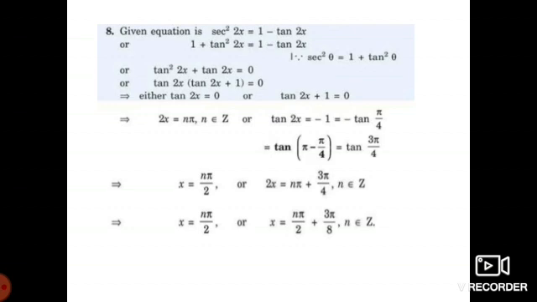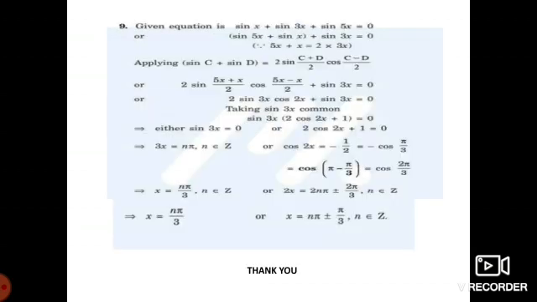Minus tan pi by 4 can be written as tan of (pi minus pi by 4), that is equal to tan 3 pi by 4. So our answer will be x equal to n pi by 2 or 2x equal to n pi plus 3 pi by 4. Again on simplification we will get x equal to n pi by 2 or x equal to n pi by 2 plus 3 pi by 8.